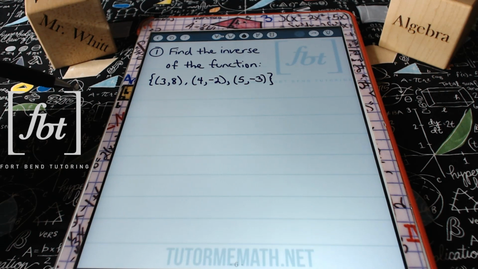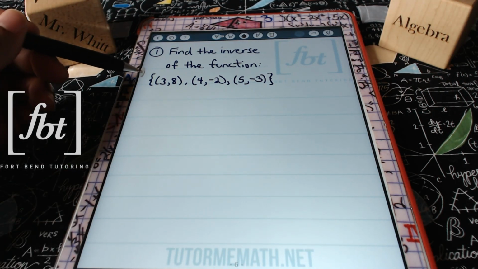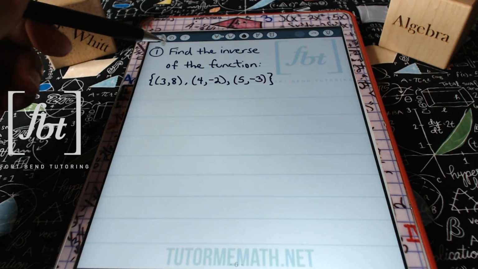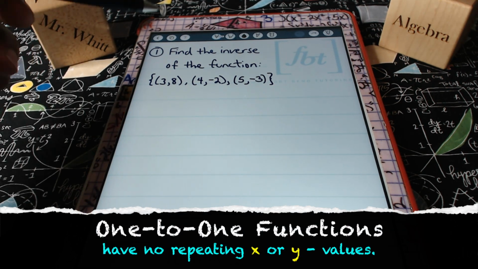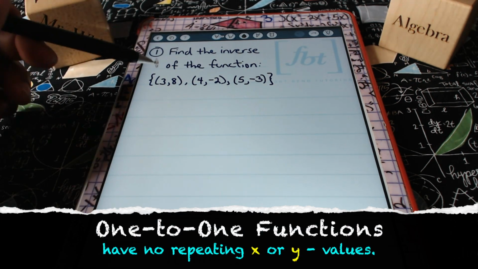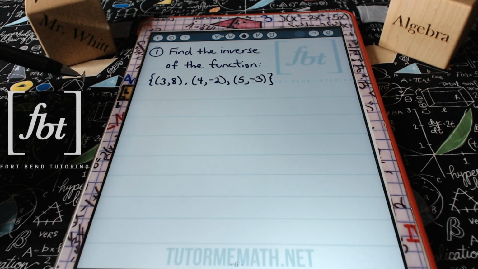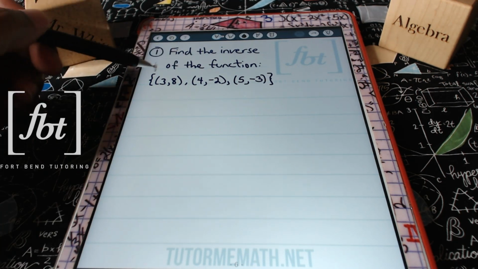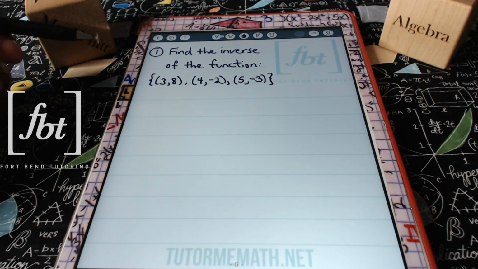All right, let's move on. In number 1, it says to find the inverse of the function. What I have before me is a function. How do I know this? Because I have a set of ordered pairs where the x values do not repeat, and it's a one-to-one function because all of the x values are different and all of the y values are unique. Based on one of our fun facts, anytime you switch the x and y values of a one-to-one function, you will end up with the inverse function.